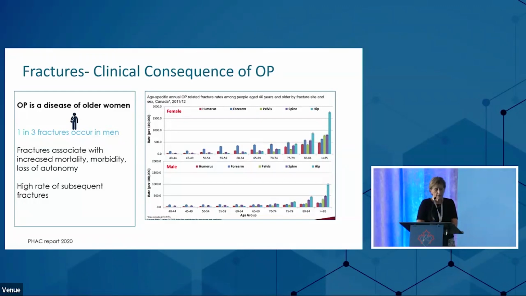Fractures are associated with increased mortality and morbidity, as I've mentioned, and very importantly, loss of autonomy for the patient. Once you've had a fracture, your risk for having another one is extremely high, particularly if this fracture is one of the spine, the hip, or if it's a recent fracture.